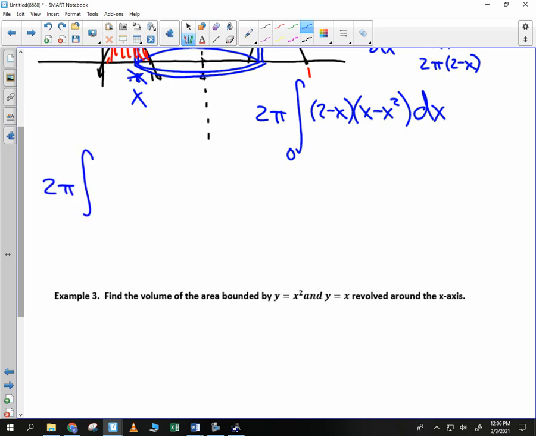Two pi times the integral from 0 to 1. I've got to multiply this out. Negative x times negative x squared is positive x cubed. 2 times negative x squared is negative 2x squared. This is another negative x squared, so negative 3x squared. And then I've got 2 times x is 2x. Did I do that correctly?